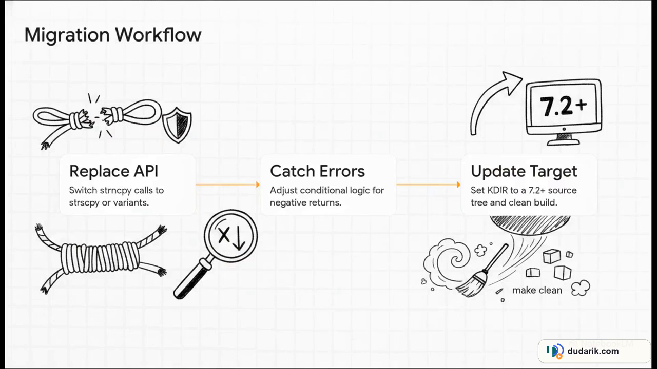So, the crucial point to take away is this precise three-step workflow. Step 1. Replace your direct legacy API calls with strncpy or one of its variants. Step 2. Adjust your conditional logic and error handling to catch those new negative return values. And Step 3. Update your build configuration. You need to make sure your KDIR or kernel release variables are pointing to a 7.2 or newer source tree. Oh, and definitely don't forget to run make clean before rebuilding just to clear out any stale object files.